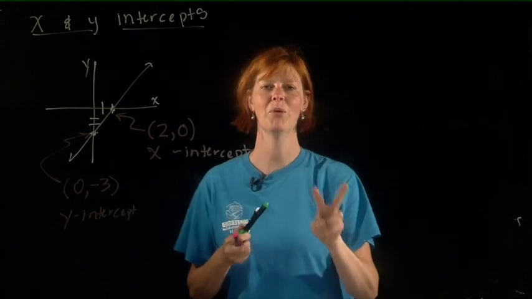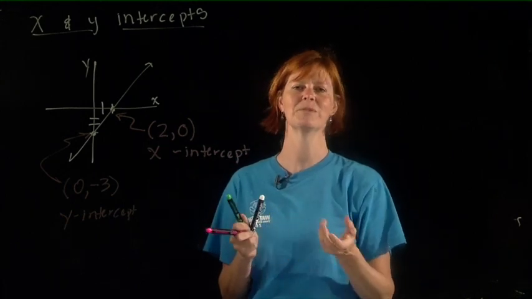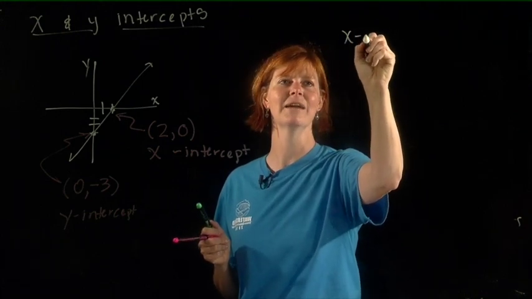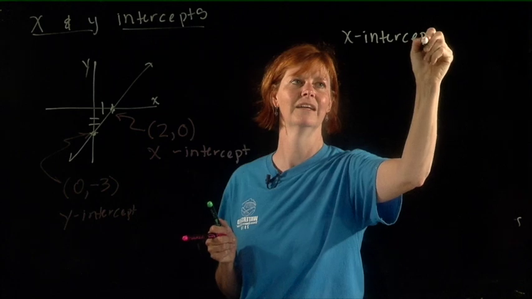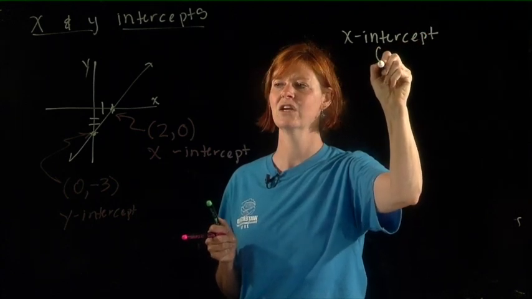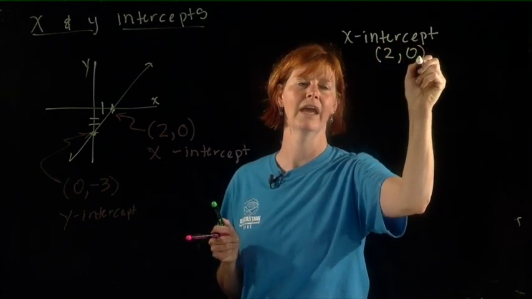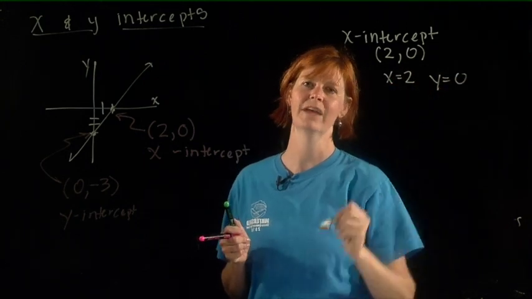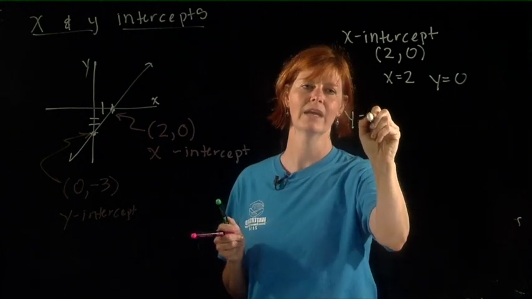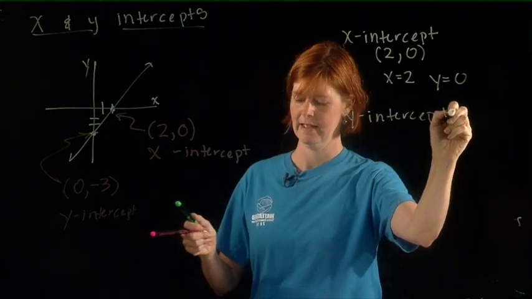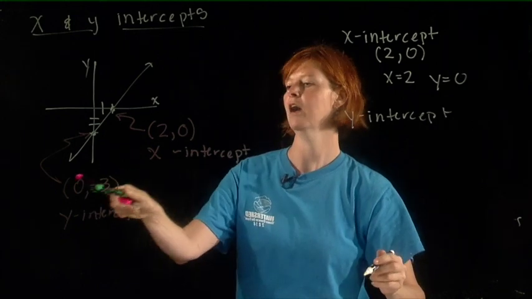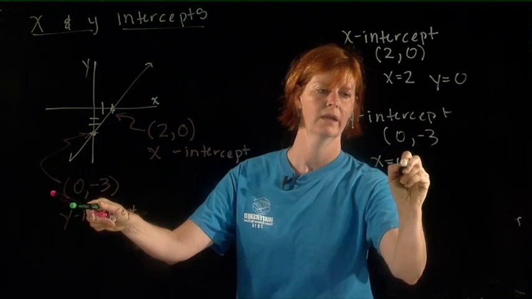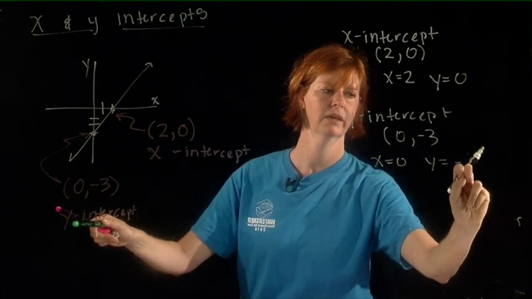So we have 2 points here, and they're really what we think of as the most important points when we graph a line, and other shapes too. The x-intercept is to the right 2 and 0, which is kind of weird because it has an x value of 2 and a y value of 0. And the y-intercept has an x value of 0 and a y value of -3.